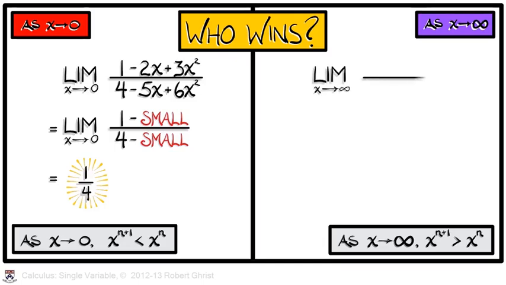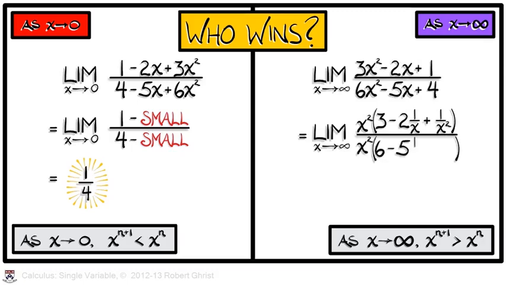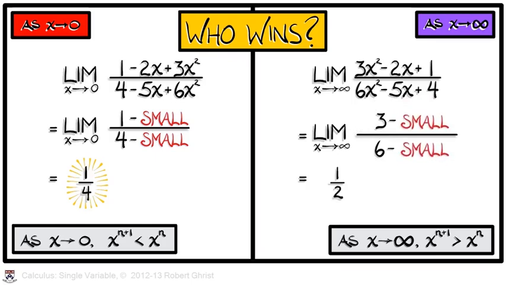On the other hand, if we look at this same limit as x goes to infinity, we can't do the same thing. What we have to do is switch things around a little bit, factor out the highest order power of x, in this case x squared, cancel that, and what we see left over is 3 minus something small over 6 minus something small, giving a value of 1/2 in the limit.